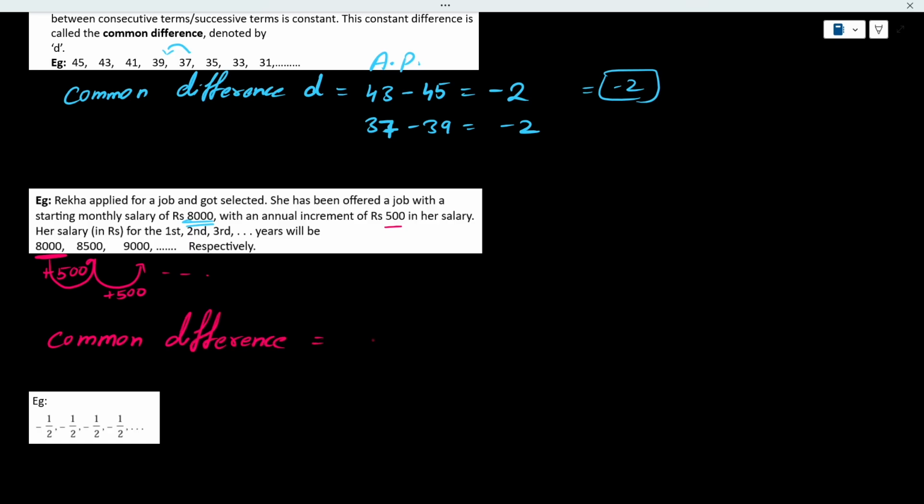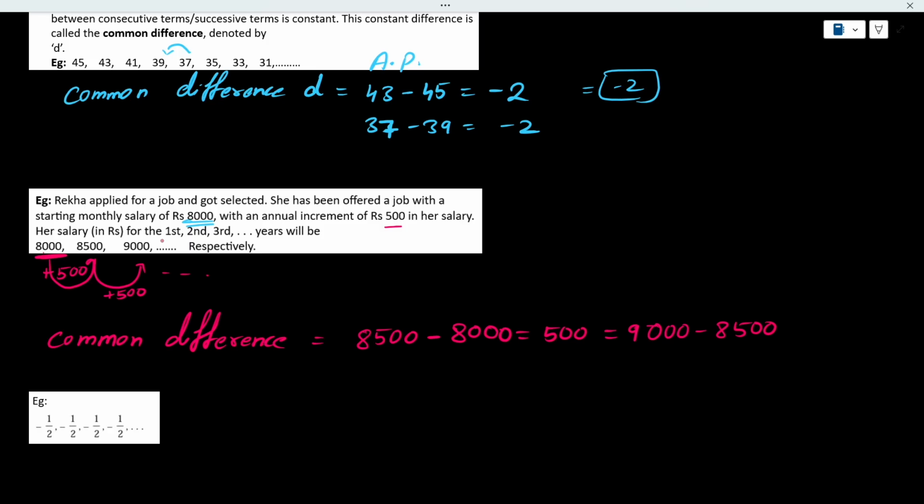So you can see that 8,500 minus 8,000 is equal to 500. And 9,000 minus 8,500, right? That is also 500. That means these terms are in AP. So whenever, remember, we don't take 8,000 minus 8,500. We have to take the second term minus the first term, the third term minus the previous term. Any two successive terms, next term minus previous term.